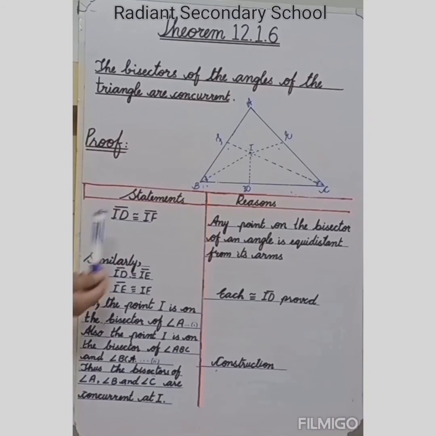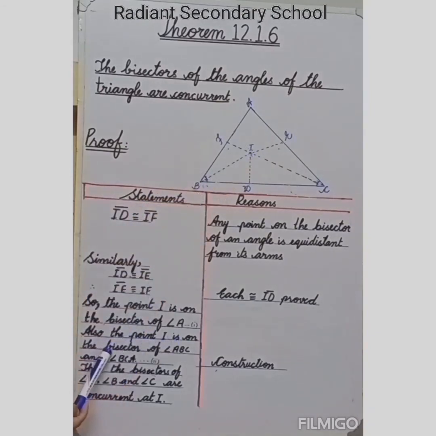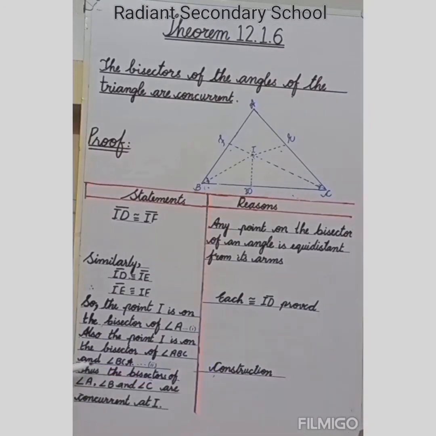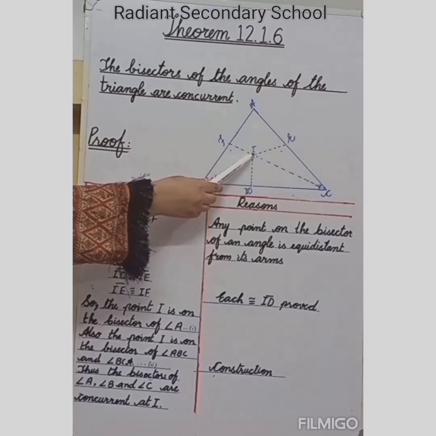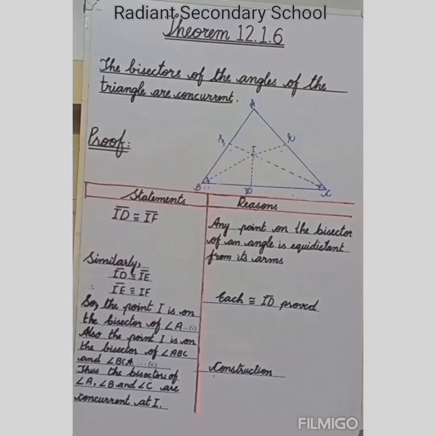Students, in the construction, we drew the bisectors of angle B and angle C. These bisecting lines meet each other at point I. So, I is on the bisector of angle B and angle C. We did this in the construction. Thus, the bisectors of angle A, angle B and angle C are concurrent at I. I is the point where all the bisecting lines meet each other. Therefore, the bisectors of the angles of a triangle are concurrent. This is our today's theorem.